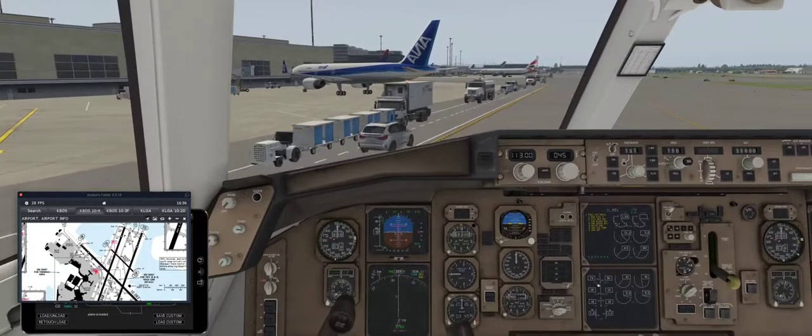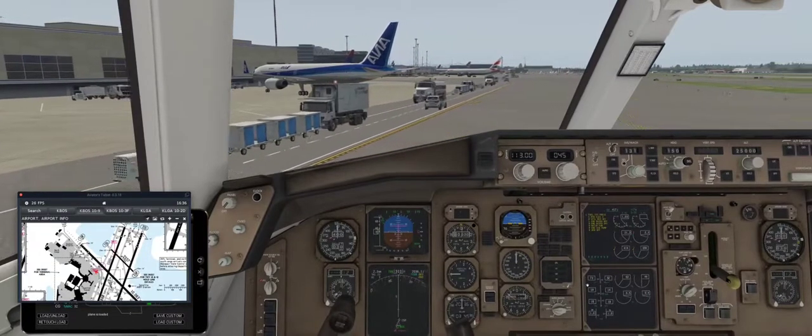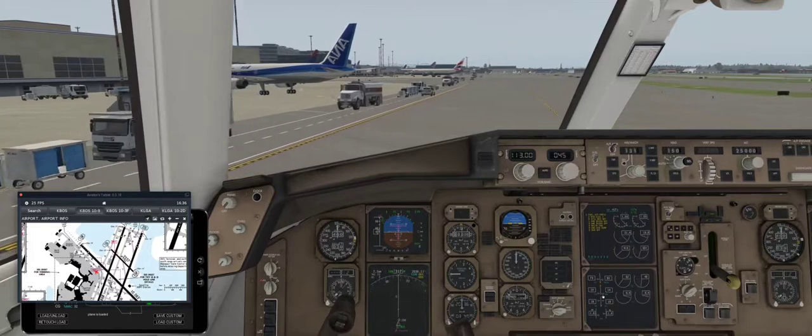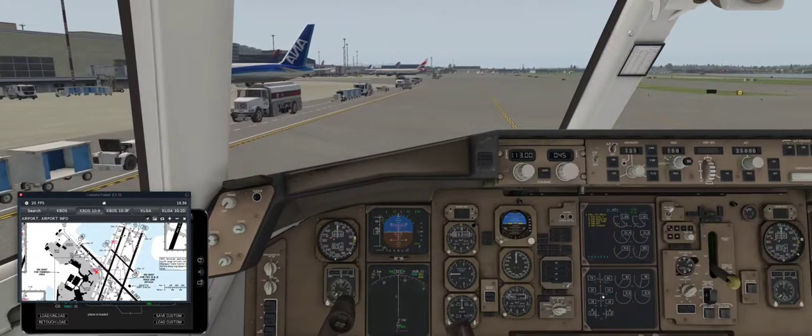Good start. We should see the same oil pressure, same oil temps on both engines once they're both started and idling.